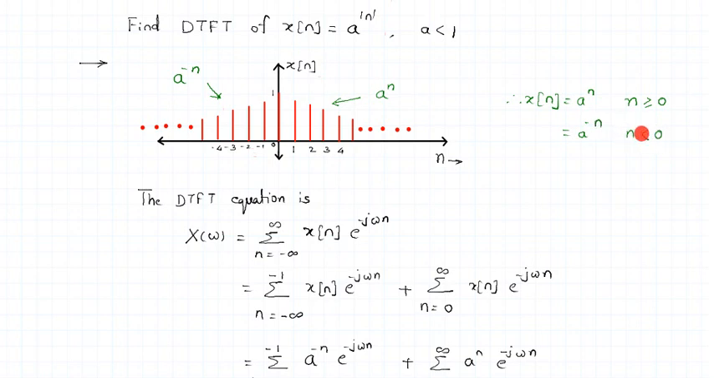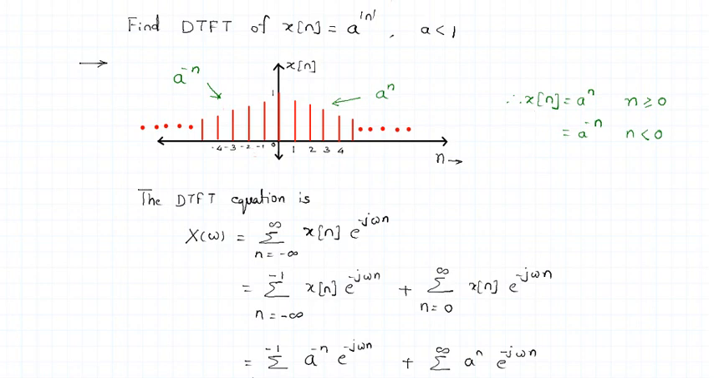n less than 0 indicates that we are talking about the values of n which are on the negative axis, taking all negative values. For those n values, the equation of x[n] is a raised to minus n, because the moment we put a negative value, it should be similar to the positive value a raised to n. So this is the mathematical representation of the given signal. With this, things become easy to substitute and solve when we go for the DTFT equation.